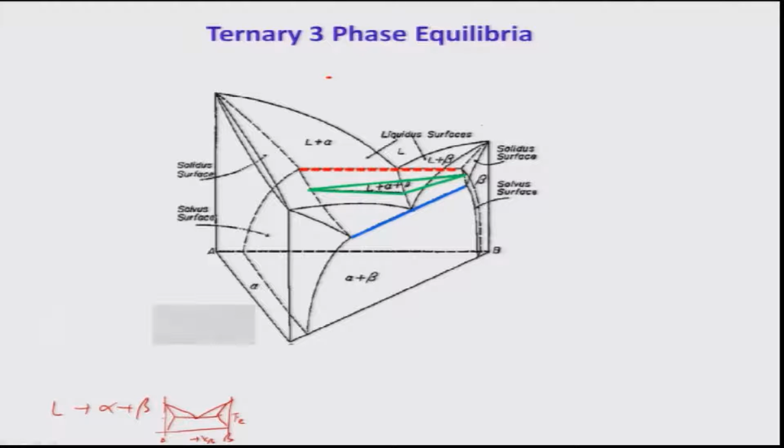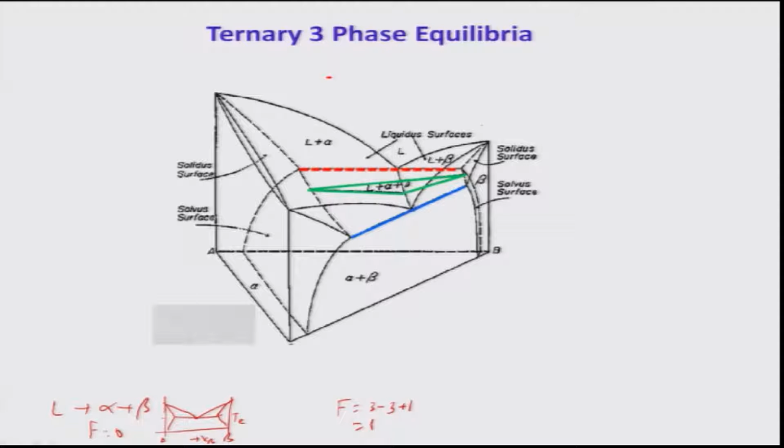Now, the distinguishing feature in a ternary equilibrium is that, because it is a ternary system, whereas in the binary case f equals 0, degrees of freedom equal to 0, in a ternary system f is equal to 3 minus 3 plus 1, that is equal to 1. So, f is monovariant.